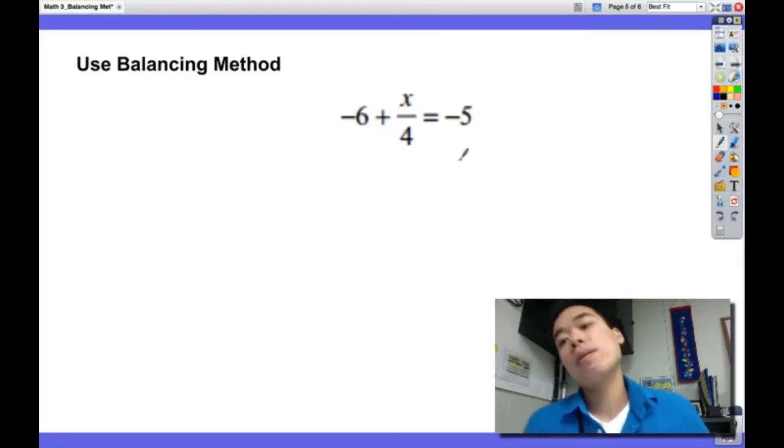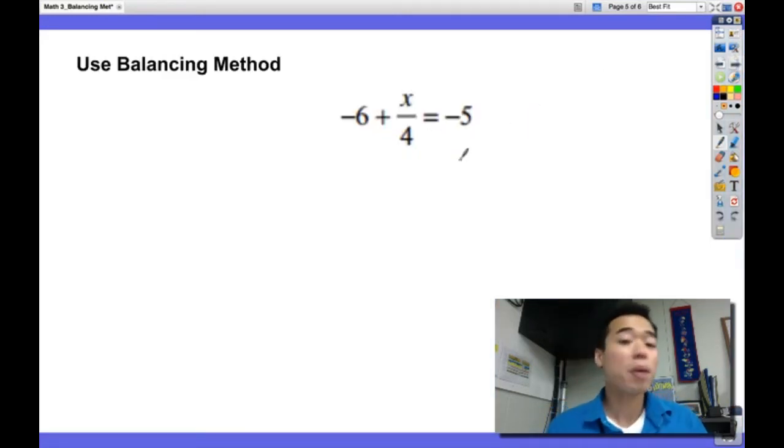I'm going to go ahead and pause this, and I want you to pause it, write this problem down, and try it, and then I will continue to move forward, and we can compare answers in a second. Before you pause it, let me read this to you. A number divided by 4 plus negative 6 is equal to negative 5. Okay, go ahead and pause it and try it.